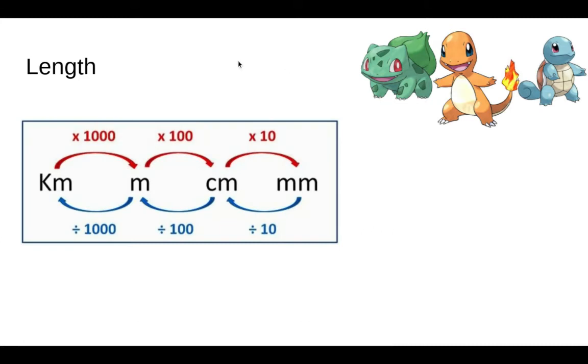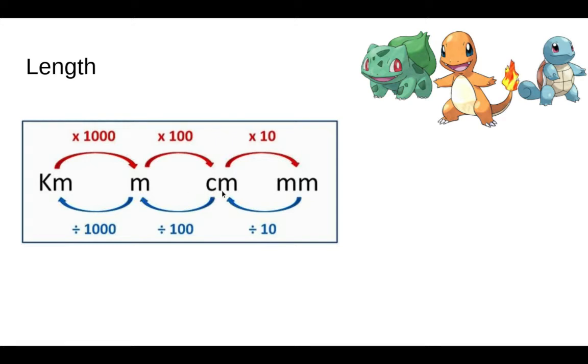So first, let's just talk about length, okay? So we know we can measure length in kilometers or meters, centimeters, and millimeters, okay? However, how do we convert between these units, okay? Well, if we have 1 kilometer, how many meters is that? Just use this here, you multiply by 1,000. So 1 kilometer multiplied by 1,000 is 1,000. So 1 kilometer is 1,000 meters.